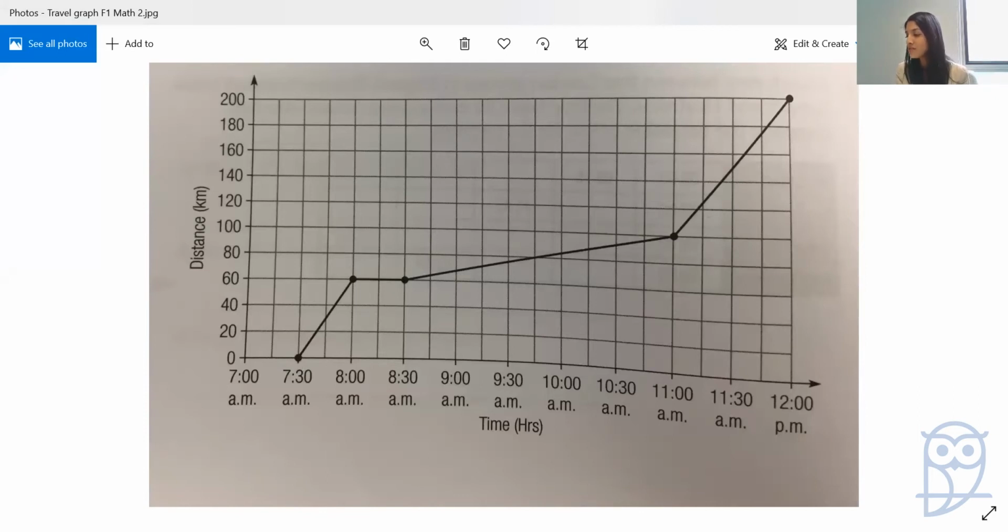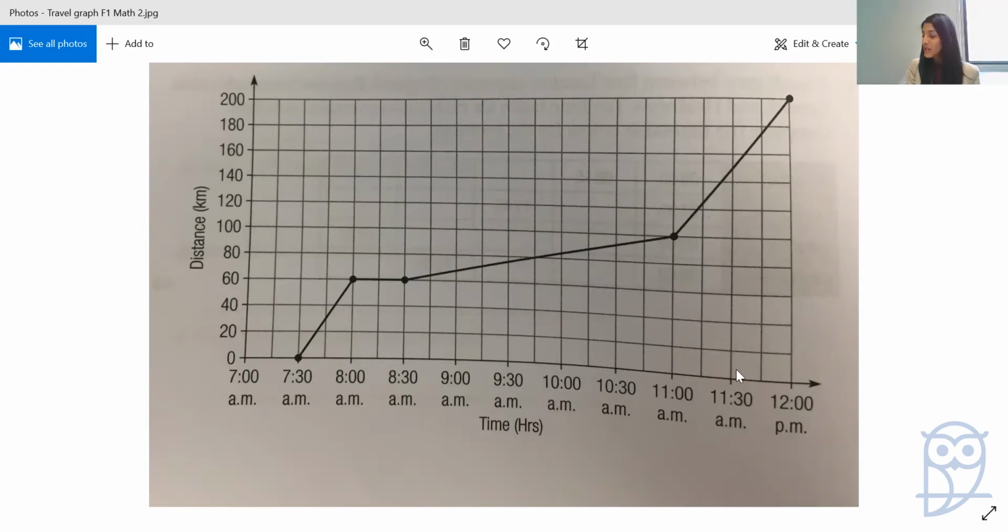Then it asks us, how far did they travel in the first half an hour? They traveled 60 kilometers. Quite right. They traveled 60 kilometers in the first half an hour. What was the average speed they were traveling at? Who knows what was the average speed? They were traveling at 120 kilometers per hour.